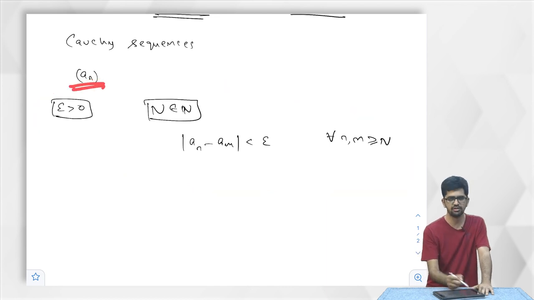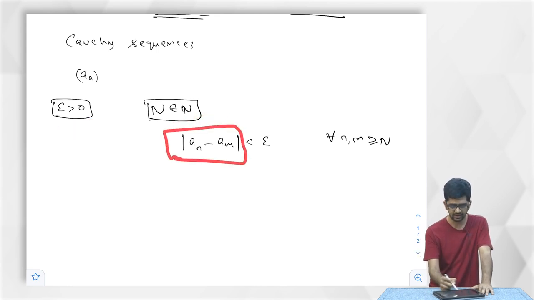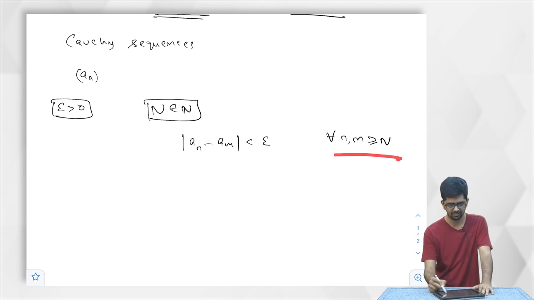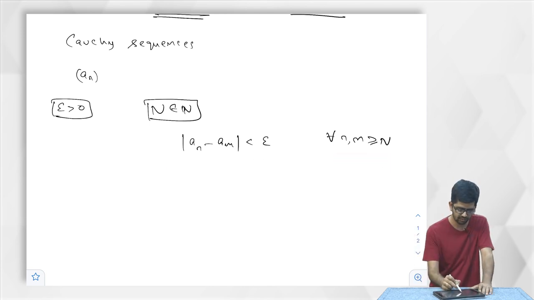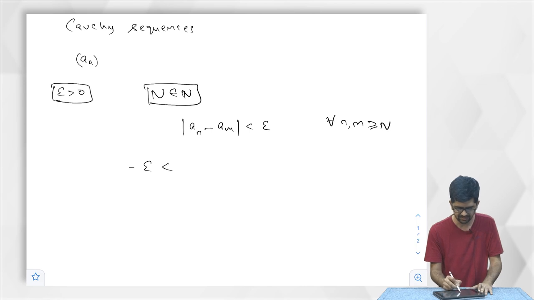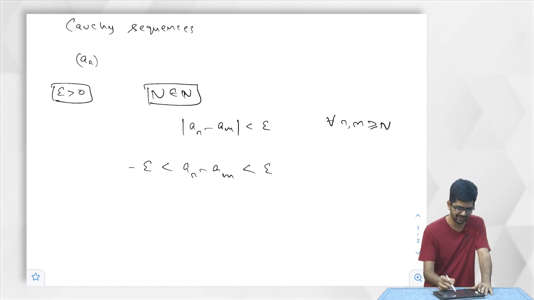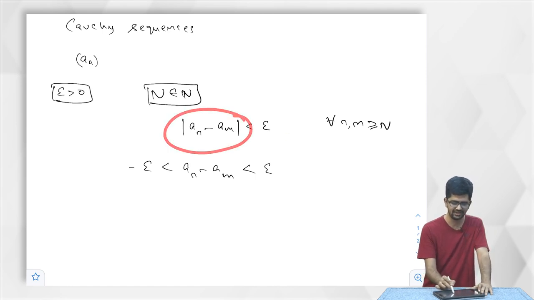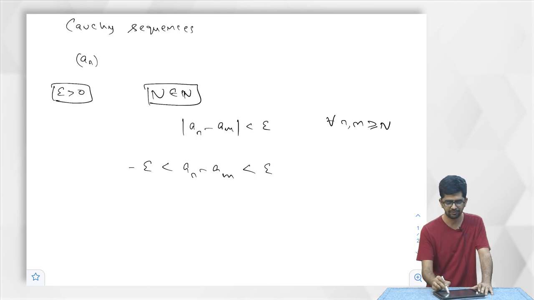A sequence a n is said to be Cauchy if, given epsilon positive, there is an element N belonging to the natural numbers such that one can approximate in this way for every n, m greater than or equal to N. So let us first write down what this really means. We will get rid of this mod and write this as minus epsilon less than a n minus a m less than epsilon. I am not doing anything serious, I am just writing down the definition. Again, this is true for all n, m greater than or equal to N.